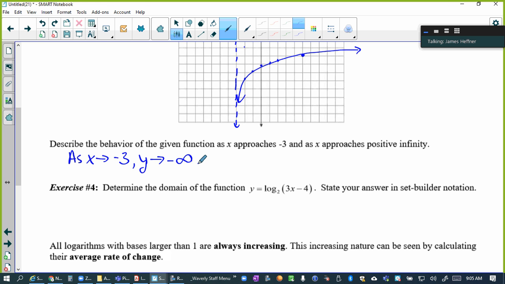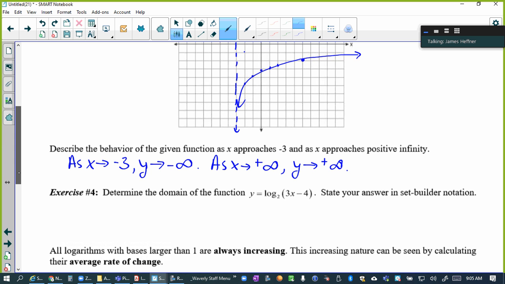Okay? What about as x approaches positive infinity? Going the other way, going to the right now. As x approaches positive infinity, what does y do? No, we're going to the right. As x approaches positive infinity, what is y approaching? The graph, what is it doing? It's approaching positive infinity. It keeps going very slowly, right? But it still keeps going up. Okay? All right, any questions on that exercise?